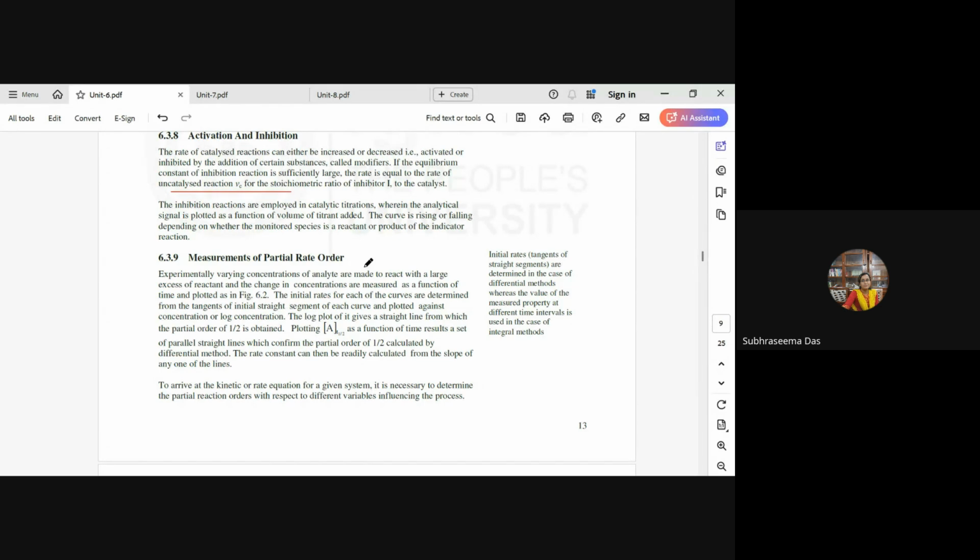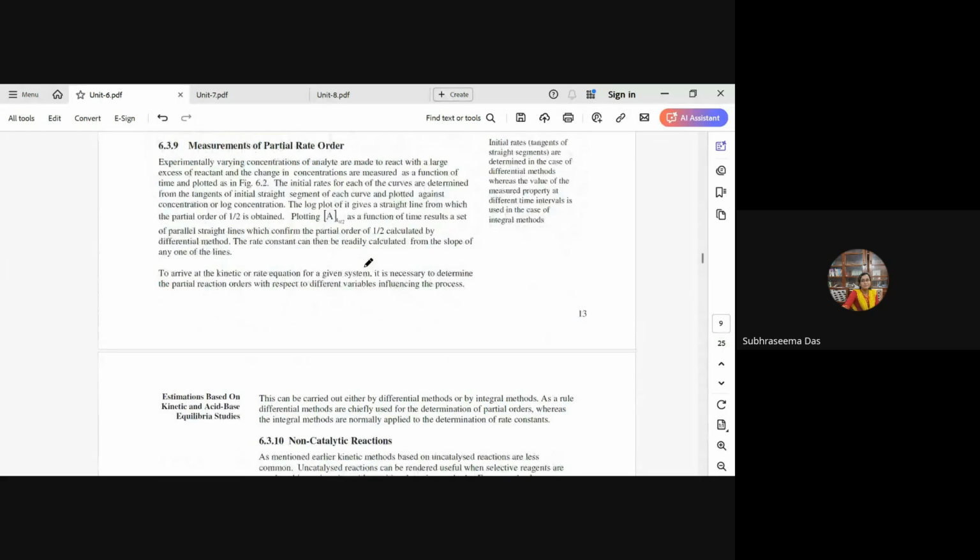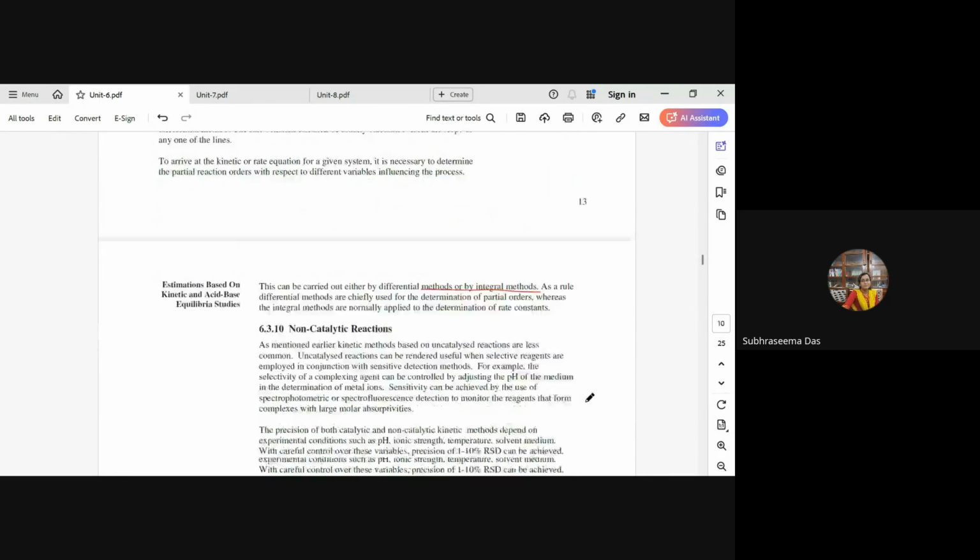So first we need to find out the kinetic rate equation for the given system, and then we can find out the partial rate order. Now to know the rate equation, we have to depend on the differential method or the integral method. These are the first processes by which we can know the order of the reaction.